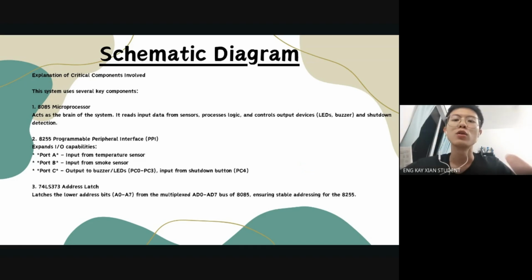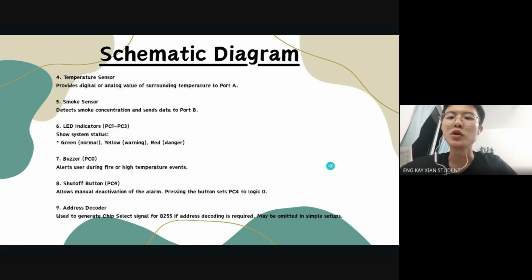The next thing is the input, which is the temperature sensor, connected to port A. This sensor outputs a value representing ambient temperature, which is compared in the program to determine the potential fire condition. The next is the smoke sensor, the second input, which is connected to port B. It provides digital or analog signals indicating the presence of smoke particles, and high readings indicate a potential fire.